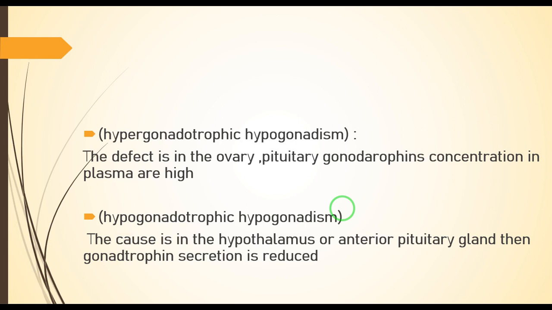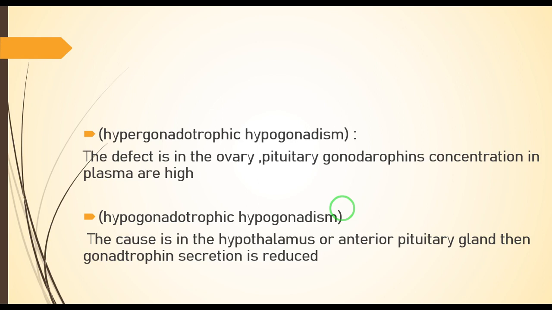In both cases, whether hypergonadotropic or hypogonadotropic hypogonadism, we have hypogonadism. But the difference between the two situations is the site of the defect. If the defect is in the ovary itself, then we call it hypergonadotropic hypogonadism, and the cause for this naming is that the gonadotropin, as a feedback response, will be increased. So the output from the ovary will be low and the gonadotropin will be increased.